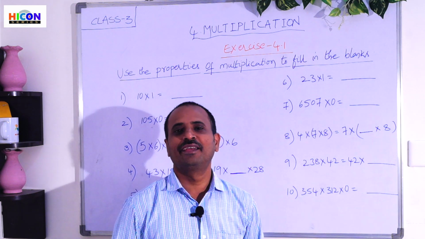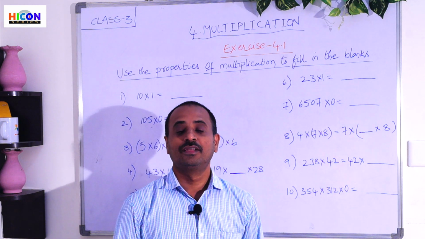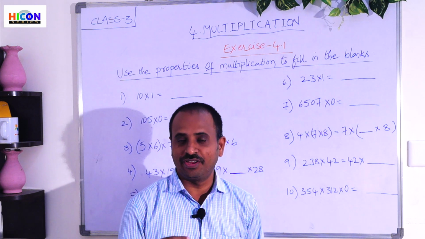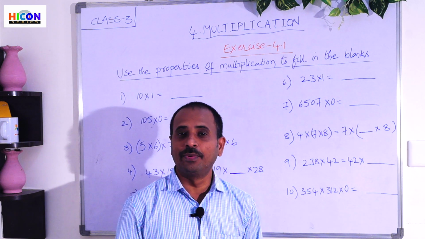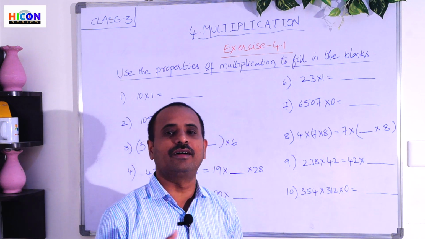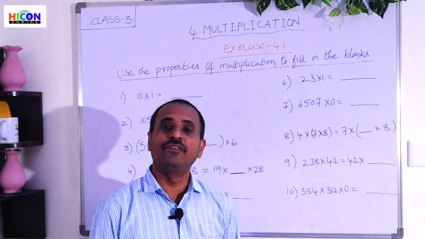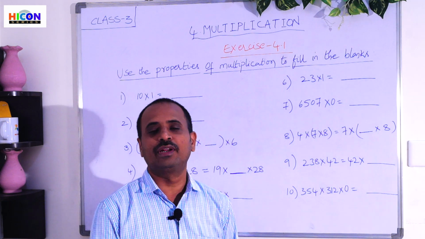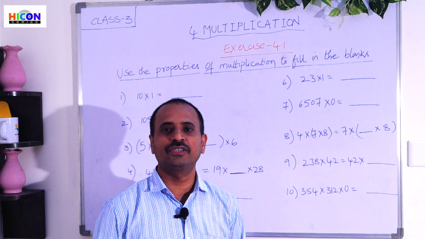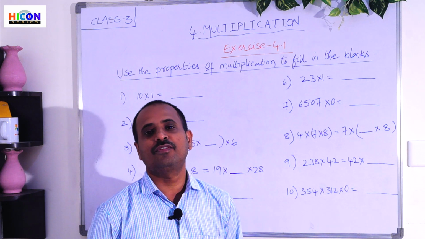Hi children, good morning. Up to now we have discussed different properties of multiplication. That is, we have discussed four properties of multiplication: multiplication of a number with 0, multiplication of a number with 1, multiplication of two numbers in any order, and fourth, multiplication of three numbers, where if we group any two numbers, we get the same number. So these are the four properties of multiplication. Now we will practice some problems using these properties of multiplication.